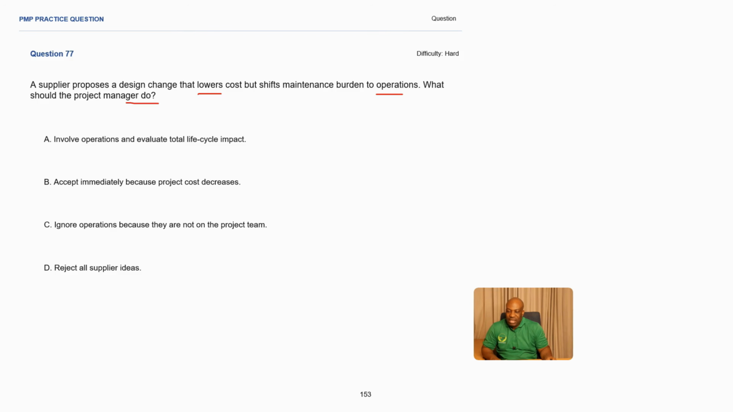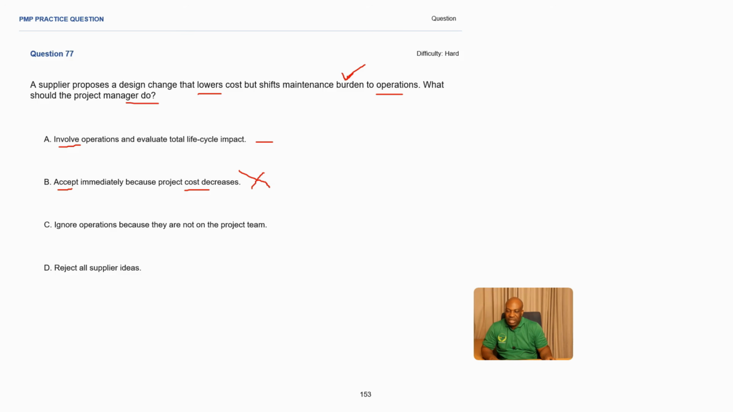Involve operations and evaluate total life cycle impact, okay? I like the word involve. The moment you involve your stakeholders, you get to know more and you can come up with better solutions. Accept immediately because project cost decreases. No, you don't just accept. The project cost is going to decrease, okay? But you're now shifting the burden to operations. How is it going to affect operations when you hand over the project to operations?